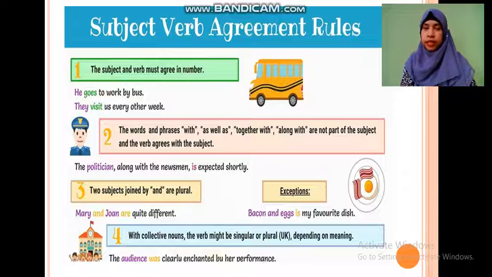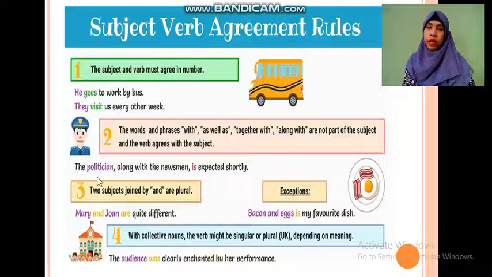Okay, next, these are the subject-verb agreement rules that you have to know. The first is that the subject and verb must agree in number. So if there is he, use goes. If there is they, use visit. The second rule is that words and phrases like as well as, together with, and along with are not part of the subject, and the verb agrees with the subject.